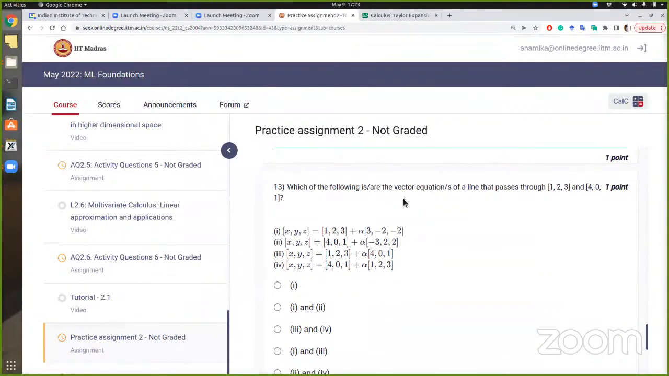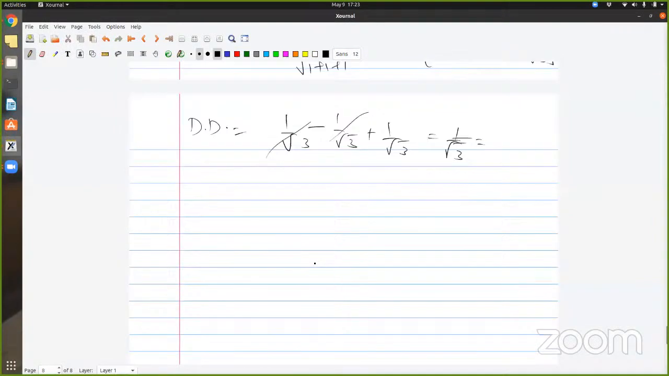Okay, which of the following are the vector equation of a line that passes through this and this? What is the vector equation of a line that passes through a point, let's say A, and goes through a vector u? Okay, this is the equation, right?